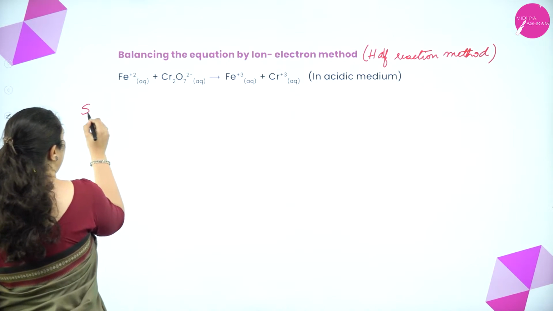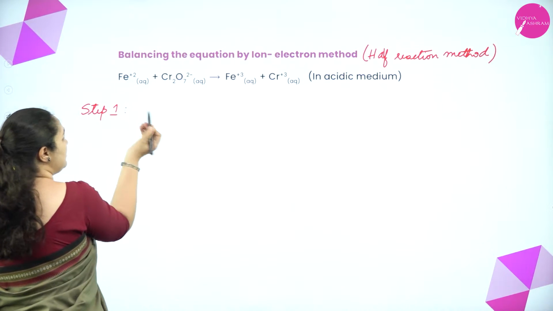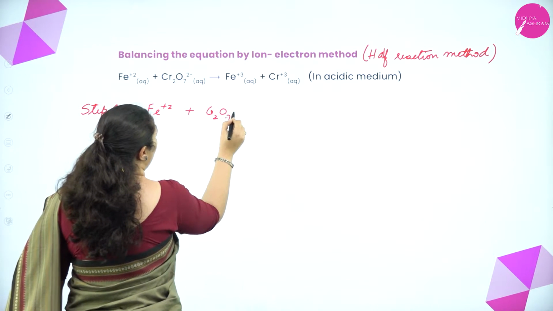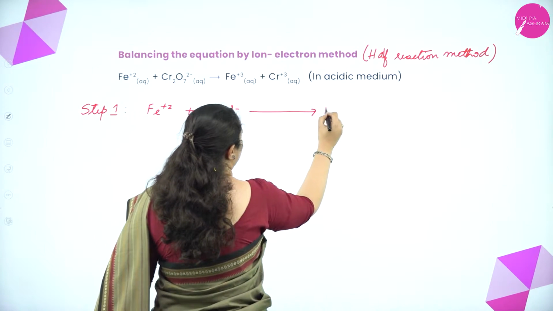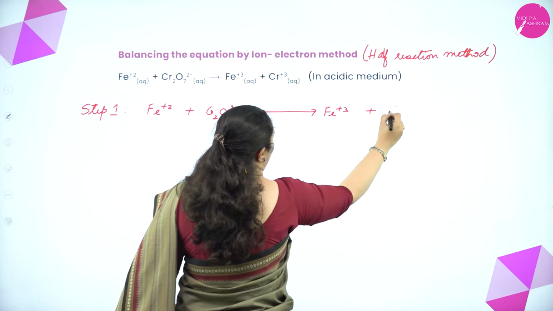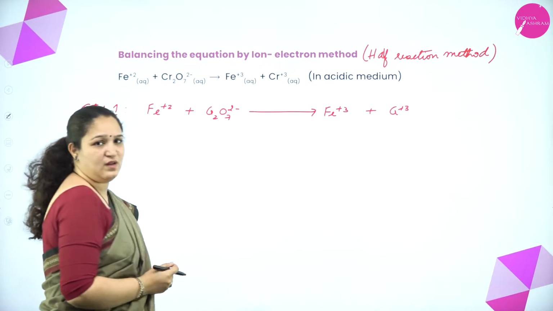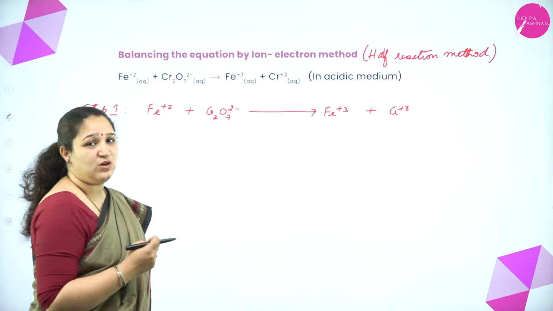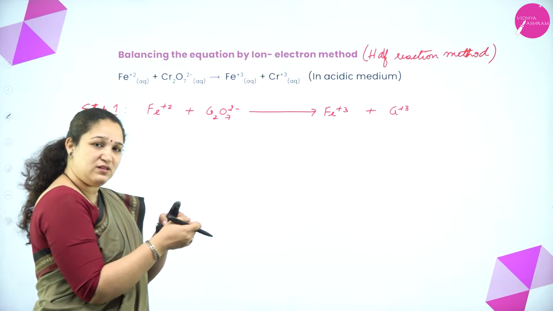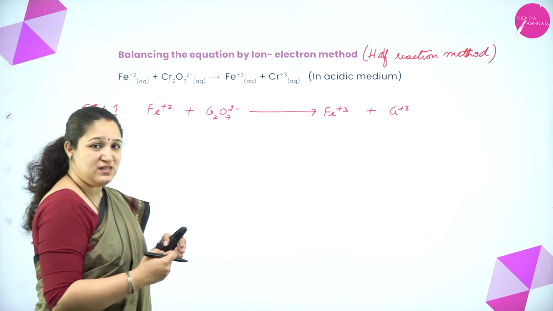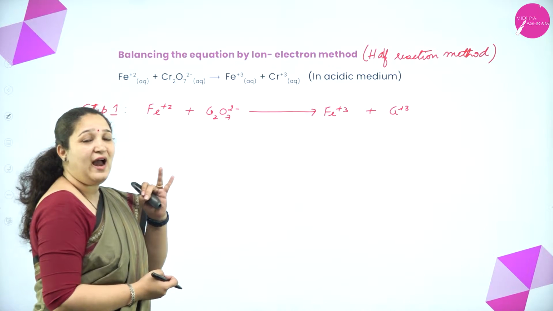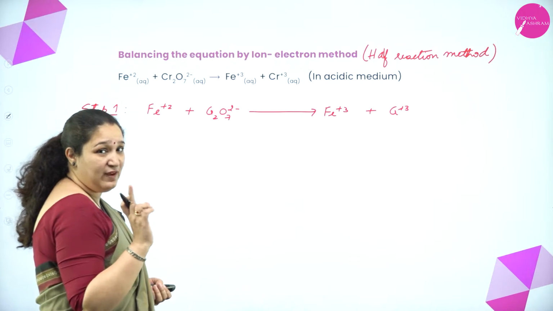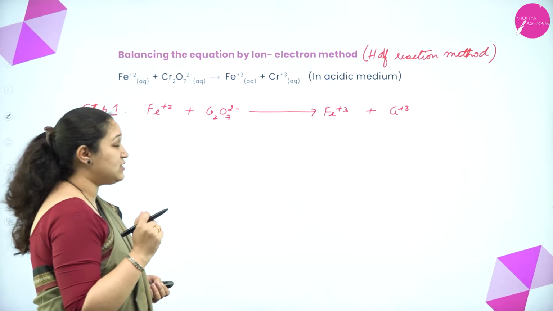Anyway, I shall explain balancing this equation using the ion electron method. Step 1 is the same, that is to write the skeletal equation: Fe plus 2 and Cr2O7 2 minus giving Fe plus 3 and Cr plus 3. Now I have to identify which is undergoing oxidation and which is undergoing reduction, and write two different steps, the oxidation half reaction and the reduction half reaction.